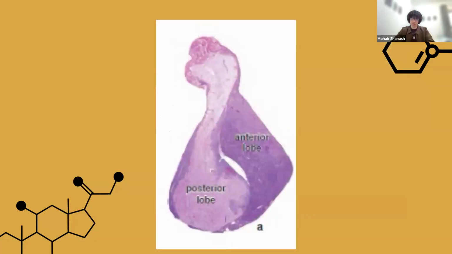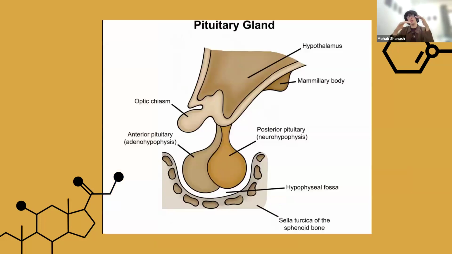So here is a histology slide. Very simply, how you can remember this: your posterior has nerves, so it's white. Your anterior has secretory granules, so that's why it's darker. This is how you can easily identify them.